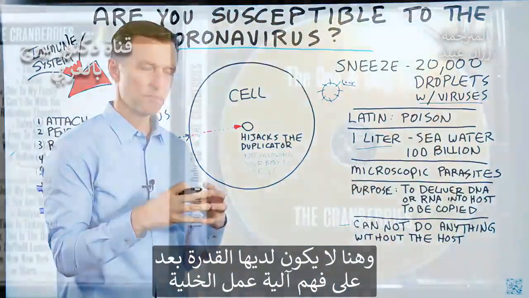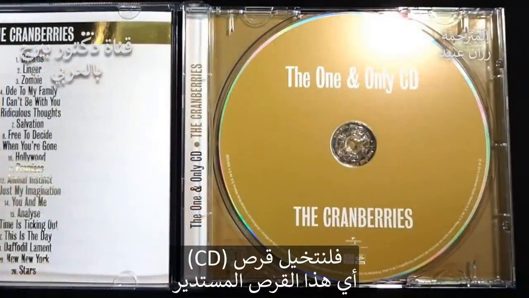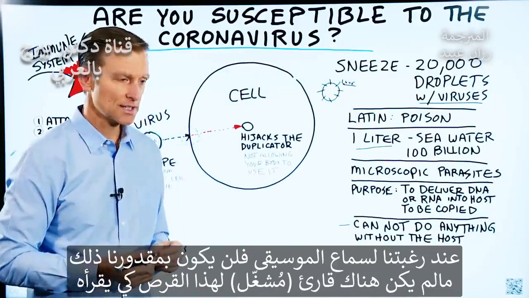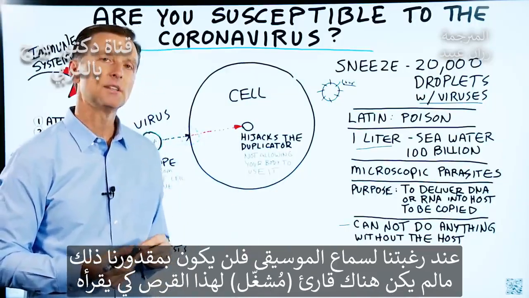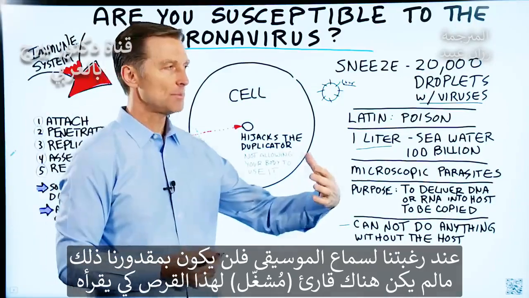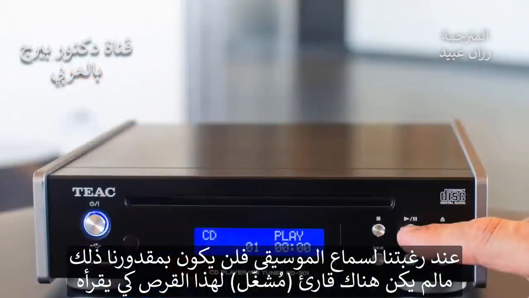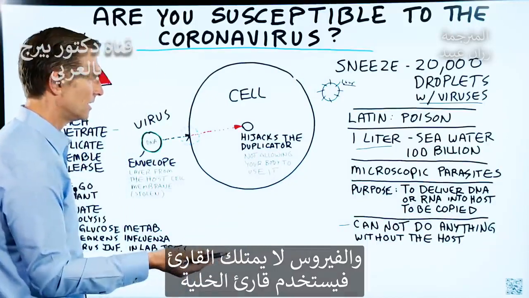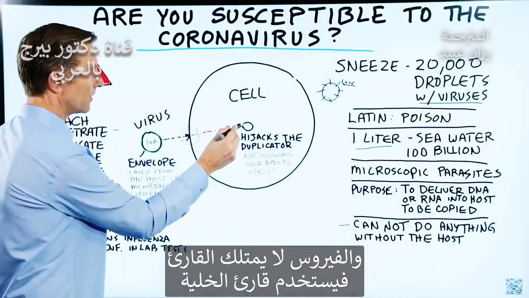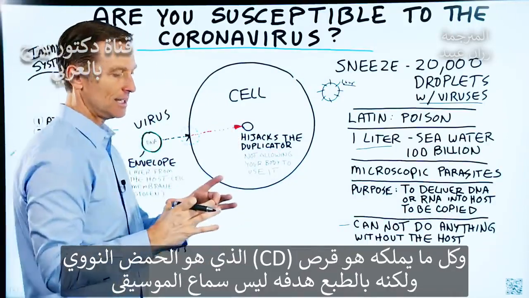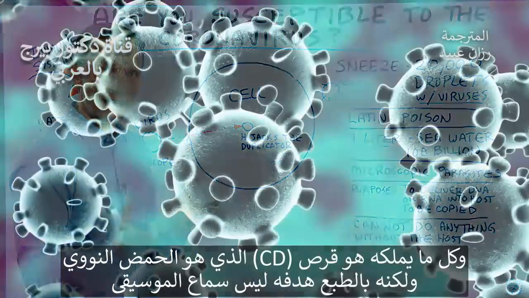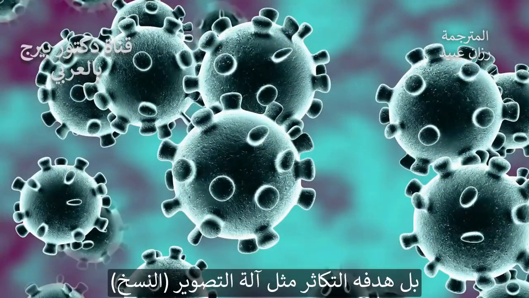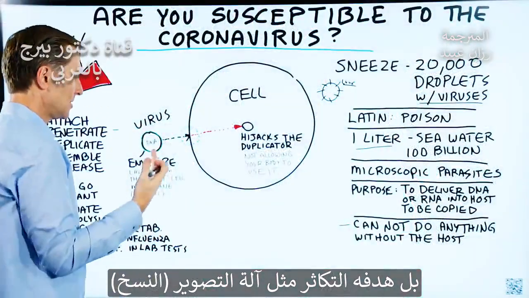You see, they don't have anything that can read this program. Let's envision you have this little CD, okay? This little round disc, and you're trying to listen to music. You're not going to be able to listen to music without some type of CD player, right? You need something to read it. Well, the virus does not have a reader. It uses your reader. All it has is the CD or the DNA. And it's definitely not going to be playing music. It just wants to replicate, okay, like a copy machine.